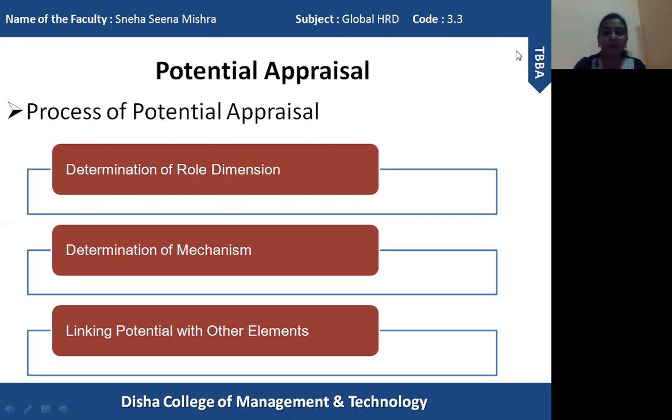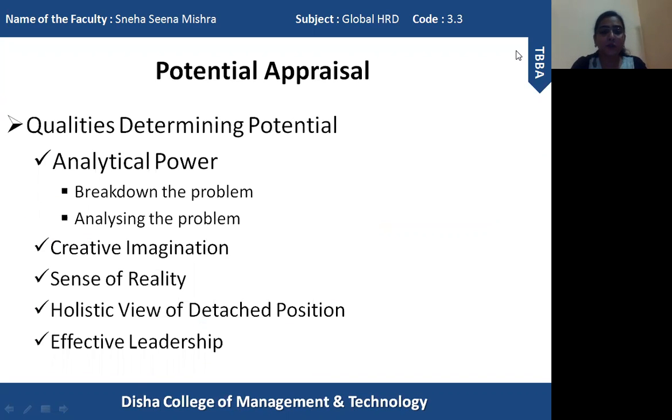Potential appraisal is very important. So it needs to be properly connected with the other elements of human resource which are extremely important for their development. Okay, so that's why potential appraisal needs to be properly linked with other elements so that the organization can create a proper system, can create a proper environment in which potential appraisal can be properly executed. So these are the steps involved in the process of potential appraisal. Now I'm going to explain the qualities which determine potential.